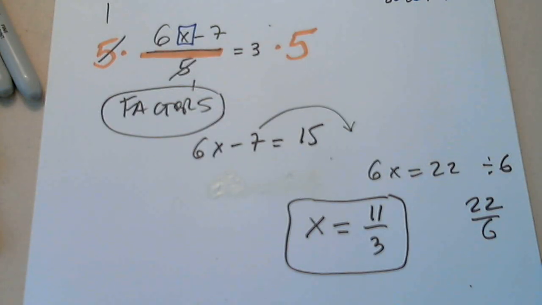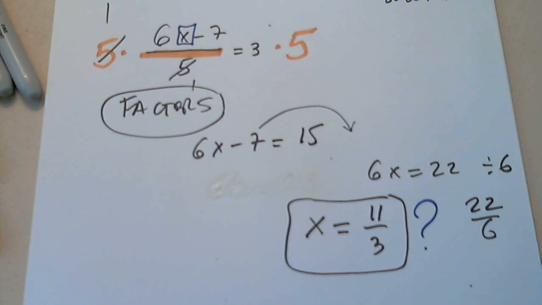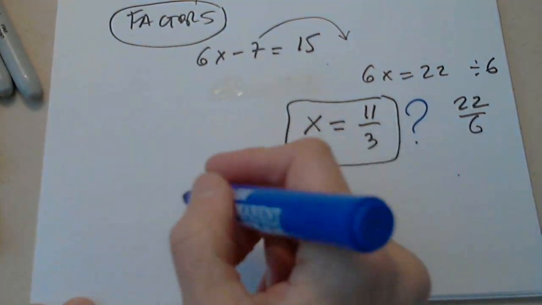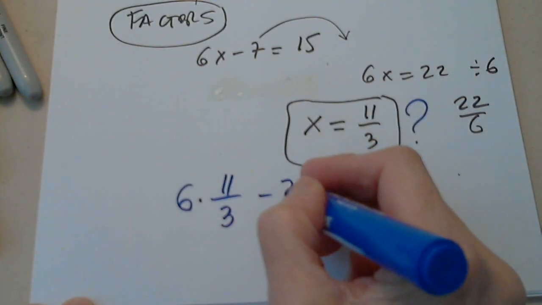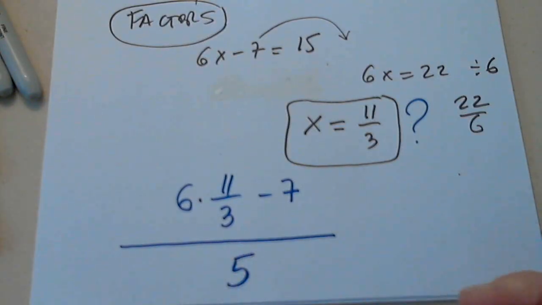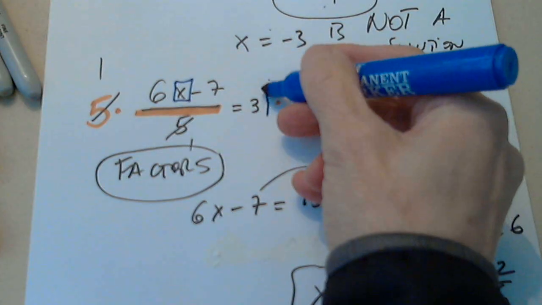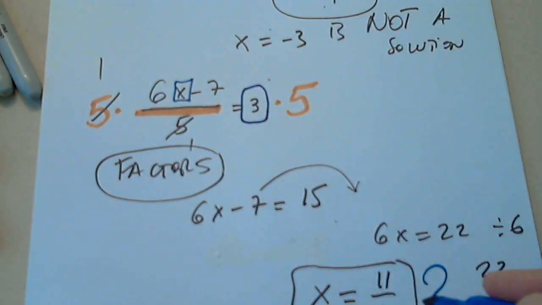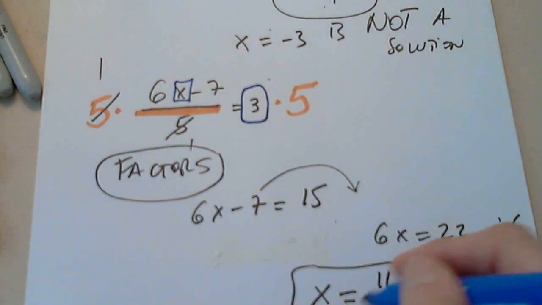Question, does this work? I have no clue. But I know I don't need anybody to tell me whether this is correct or not. I have to go back and put it in the problem. So 6 multiplied by 11/3 minus 7, everything divided by 5. If I get 3, I'll say okay. If I don't get 3, I'll say I messed up again.